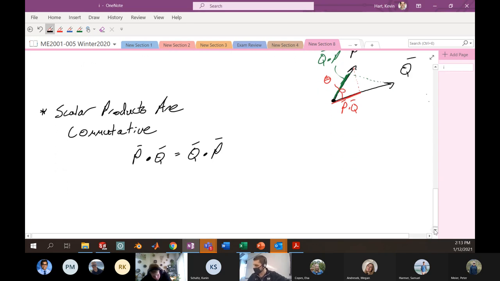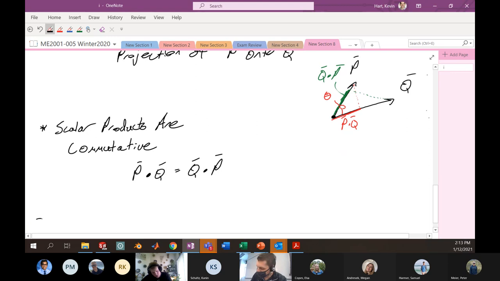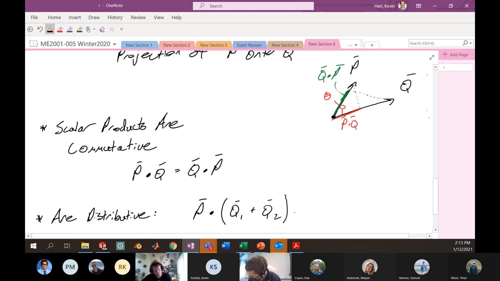All right. Finally, they are distributive. And what I mean by that is P dotted with, let's say, some vector Q1 plus some vector Q2 is equal to P dotted with Q1 plus P dotted with Q2. There's a picture of this in your notes. It's a little bit cumbersome for me to try to draw with any accuracy, but the picture in your notes explains this a little bit better.